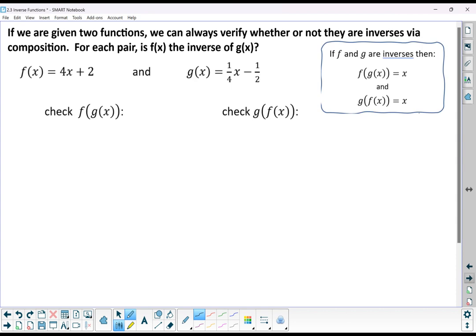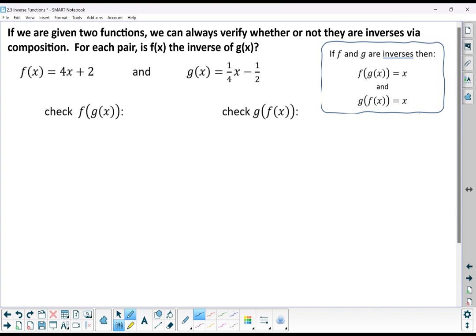Okay, so anytime we are given two functions, we could verify whether or not they were inverses via composition. I mean, we could, of course, just find their inverses and see if their inverses are each other, but composition is kind of a slick way that you can verify whether or not two functions are inverses. If two functions f and g are inverses, then if we compose them together, f of g of x and g of f of x, in both cases, it should simplify to be x. So we're going to check both of these, f of g of x and g of f of x.